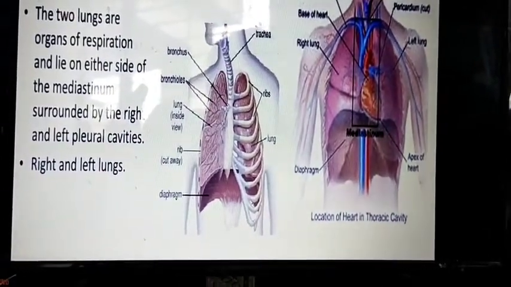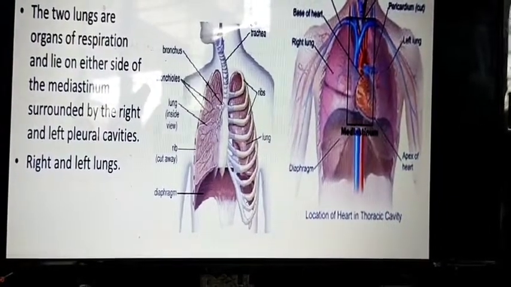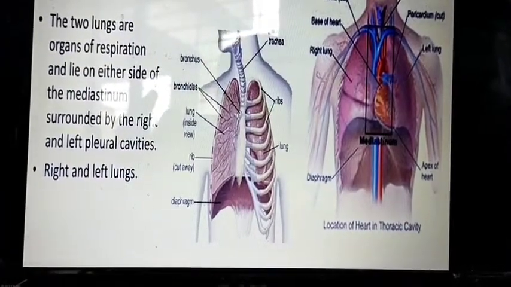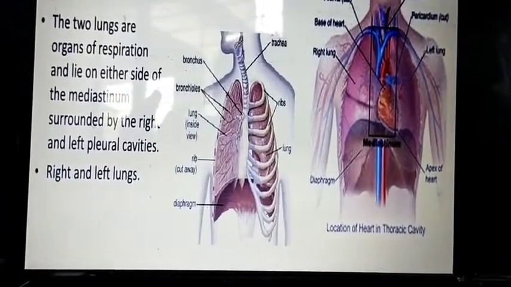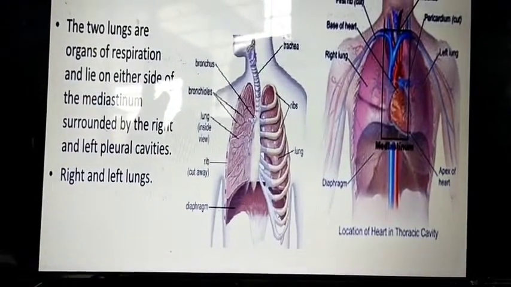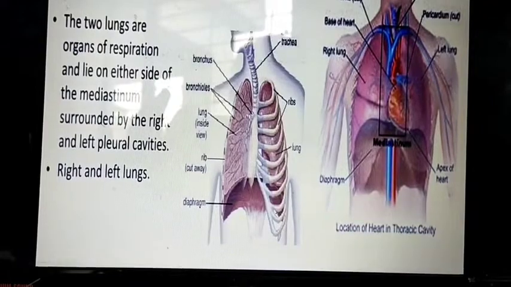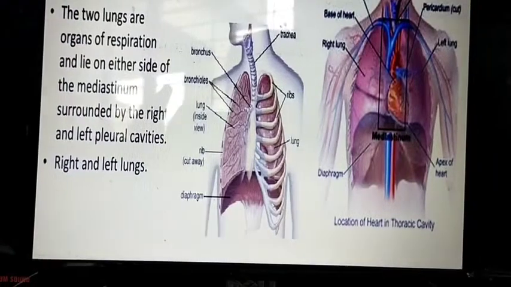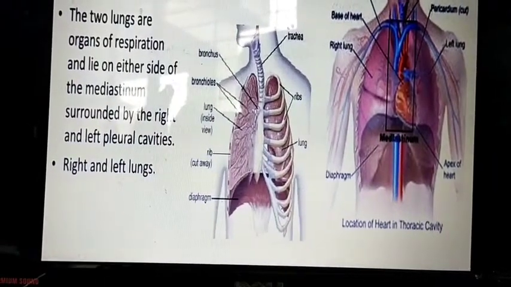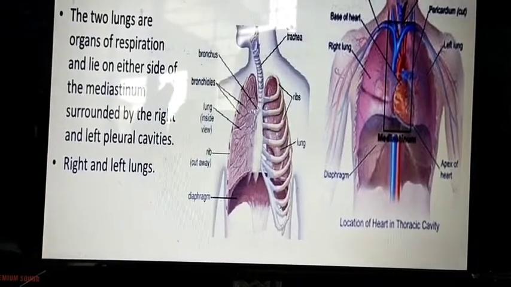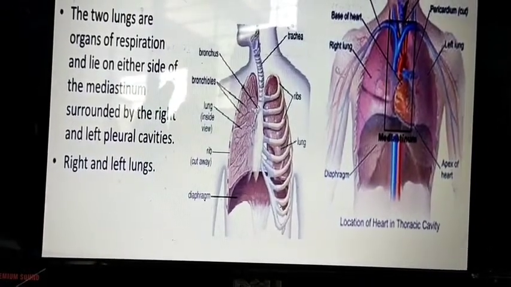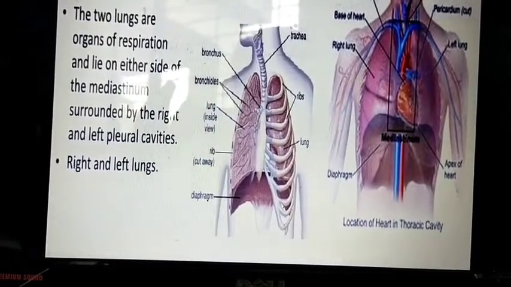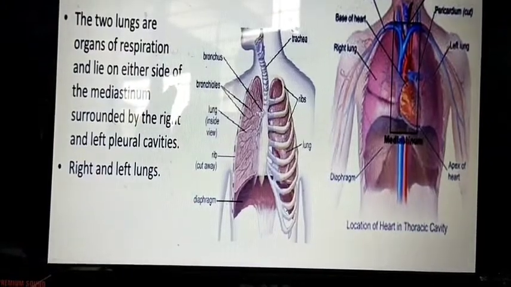Okay, the mediastinum is nothing but a gap between the two lungs. It is a space that allows the passage of blood vessels, the esophagus, and other tubular structures. It is a passage that mainly carries the blood supply, and it also contains the heart.